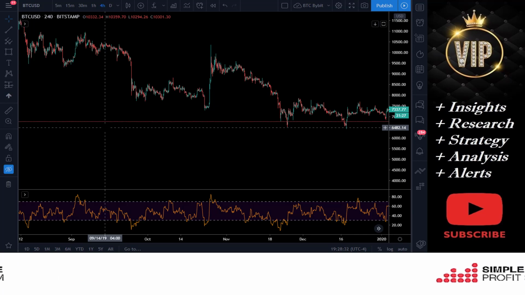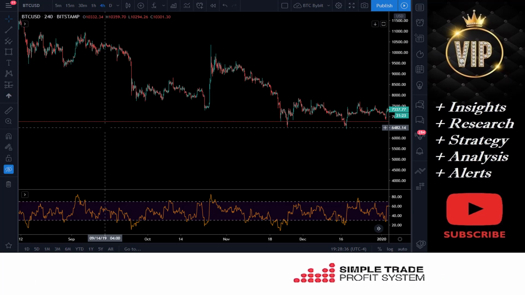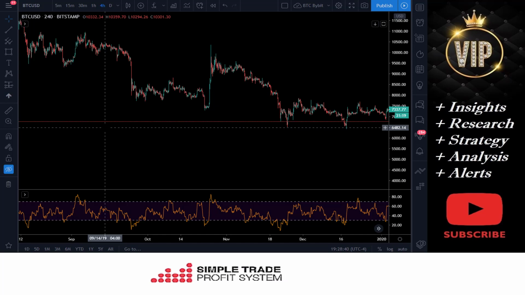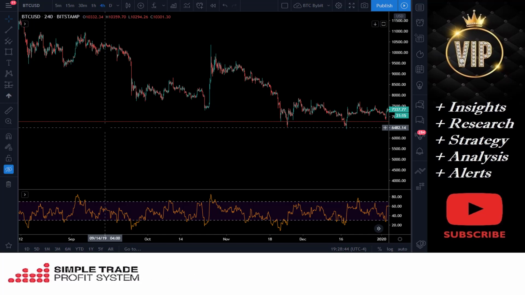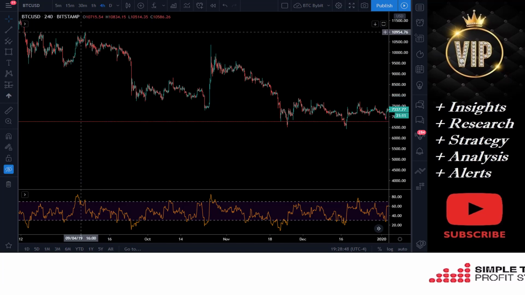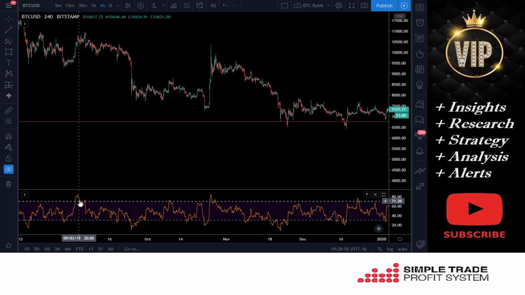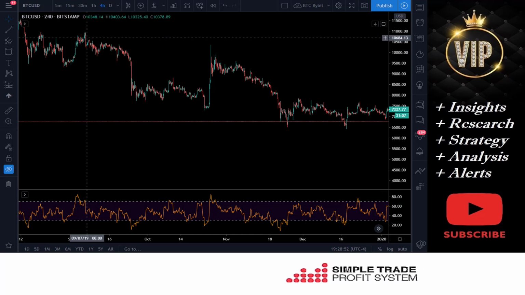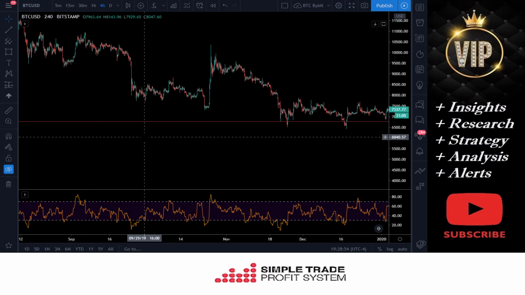What we're going to do, and what I'm going to show you how to do, is incorporate this in with our trend lines, our support and resistance, and our candlestick patterns that we've learned already. But just to give you guys an idea of what it means when it's above these lines or below these lines, a reversal is possible.